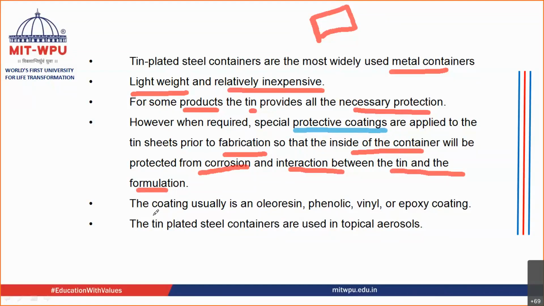And this coating is usually of what? It is of oleoresins, phenolic, vinyl, or epoxy coating. These types of coatings are used so that the interaction between the tin and the formulation is avoided, and the corrosion of the container because of your formulation also does not take place. Your formulation may corrode the material, and this corrosion may again affect your formulation. So you avoid that because of this coating, and the coating also avoids the interaction between the formulation and the tin. So it serves both purposes.